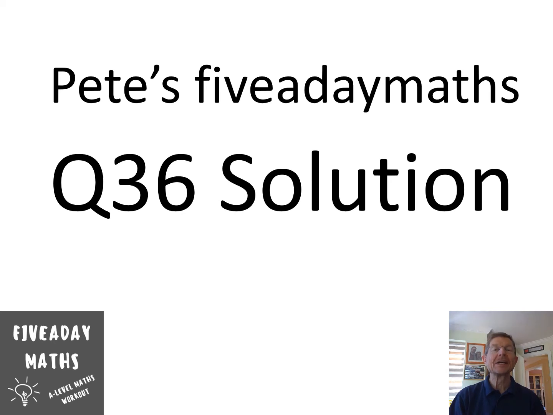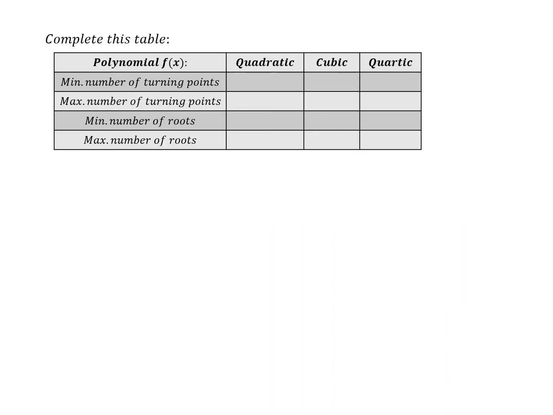So here we go. Question 36 about turning points and roots. And there's a little bit of a question at the end about whether you can spot a pattern and why that pattern might exist. So here's the question. We're looking at quadratics, cubics, and quartics. And we're looking at the minimum and maximum number of turning points and the minimum and maximum number of roots.